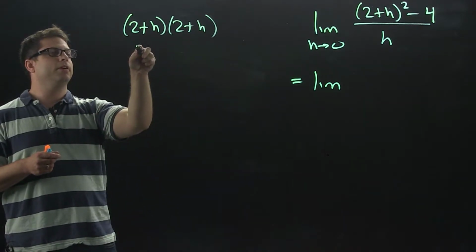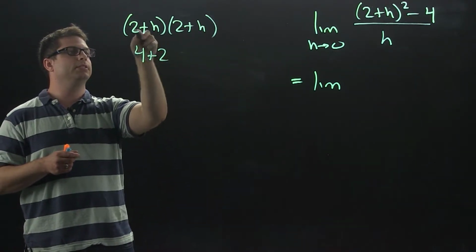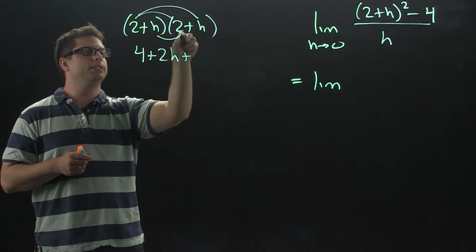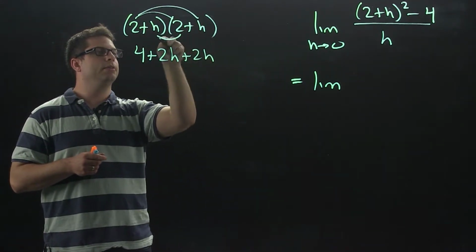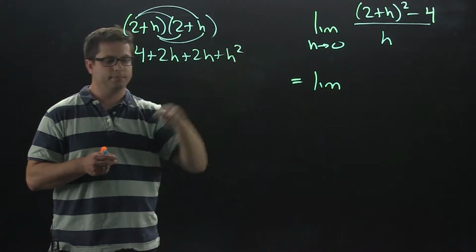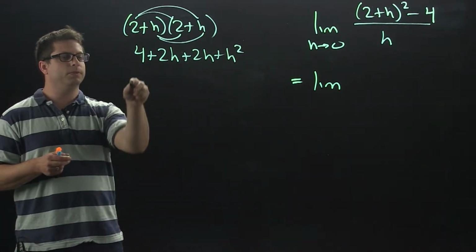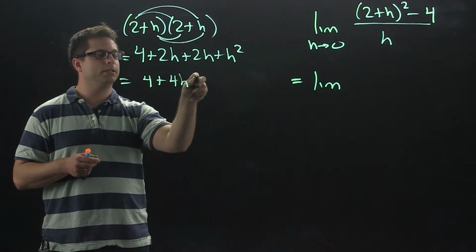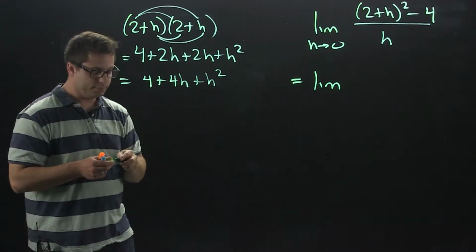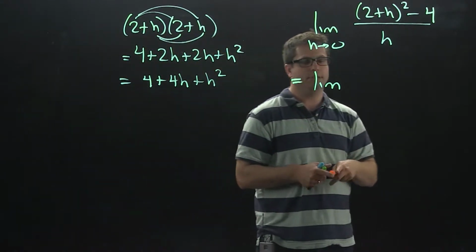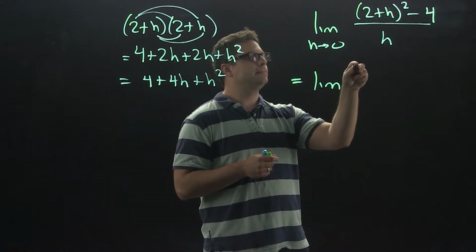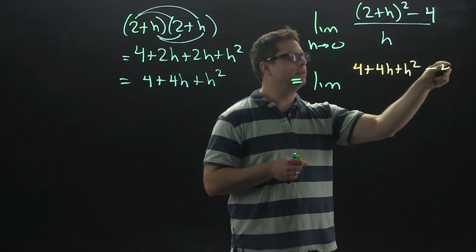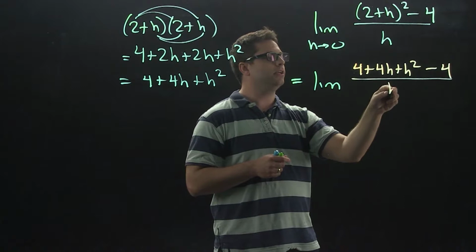Okay, so that'll give you 4, plus 2h, plus another 2h, plus h squared. And that all will simplify to 4 plus 4h plus h squared. All right, so let's go ahead and put that up here: 4 plus 4h plus h squared, minus 4, all over h.